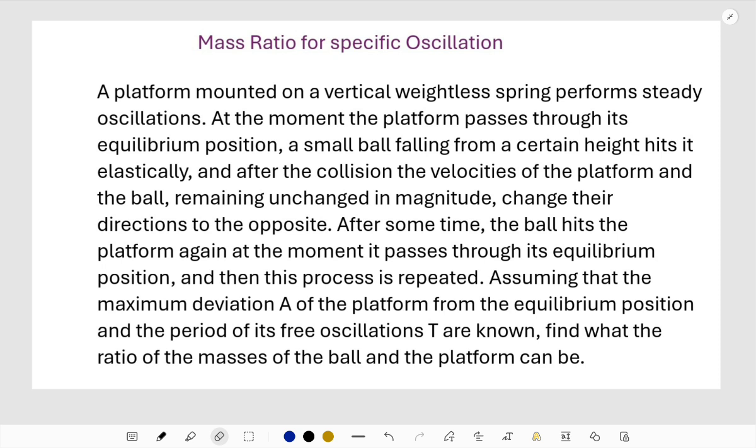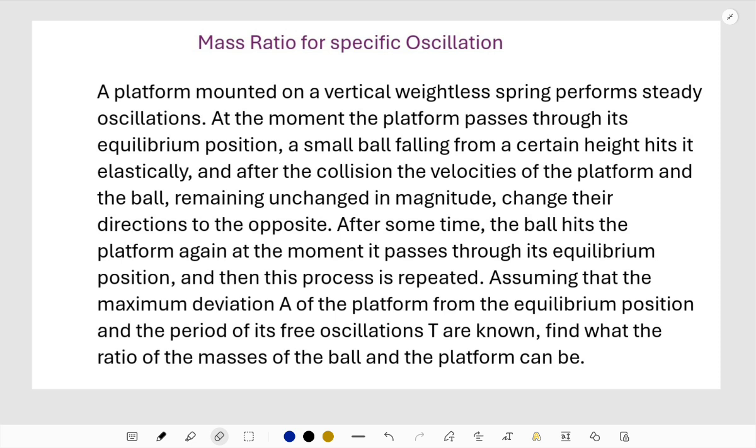So there is no use of writing conservation of kinetic energy, because we will find nothing from writing that equation. So our one equation is already gone, and they change their directions to the opposite. Kinetic energy conservation has no scope to do anything in this problem. It will not even provide a single equation to us. It is simply like writing an identity, left equals right, and it gives nothing. After some time the ball hits the platform again at the moment it passes through its equilibrium position.